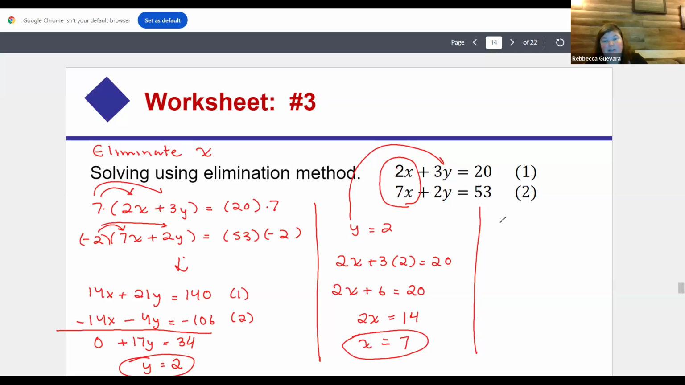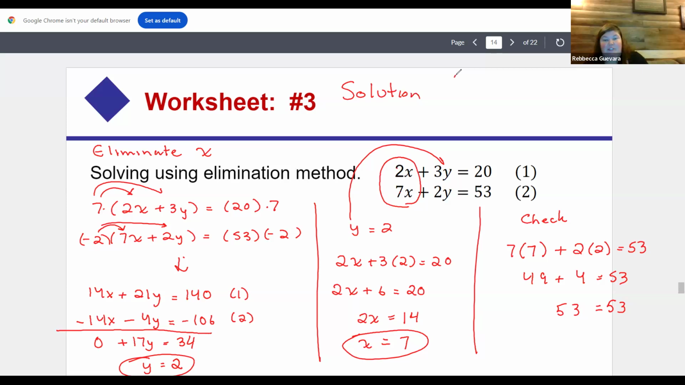And just to double check, we're going to use that third equation to make sure my point's correct. So 7x, and x is supposed to be 7 as well, plus 2y, y is also 2. So we get 49 plus 4, and that in fact does add up to 53. So we have the correct point. So my solution is going to be 7, 2.